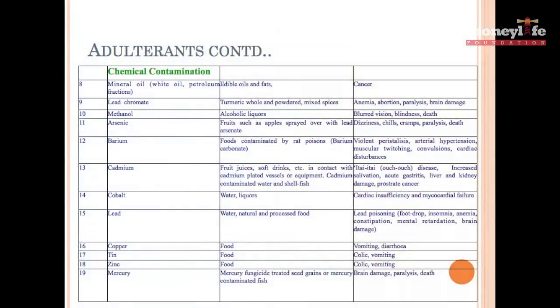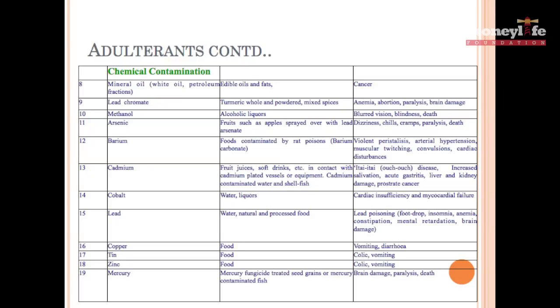Now lead chromate is something which once upon a time, even today if you see FSSAI specification for turmeric, lead chromate test should be negative. Lead chromate is a yellow colored pigment which is made from lead and chromic acid. Now this is exactly looking like turmeric.